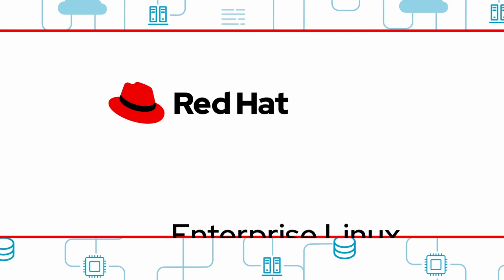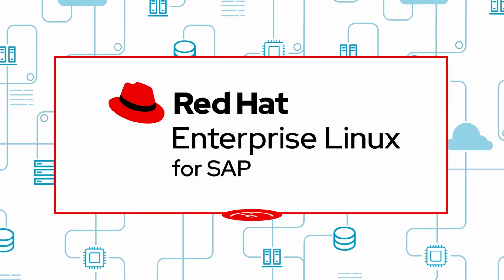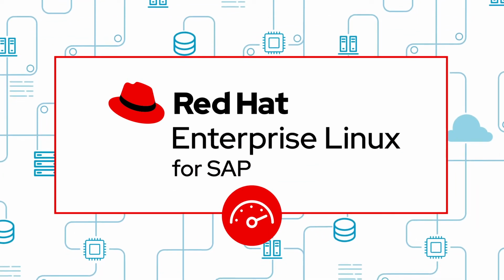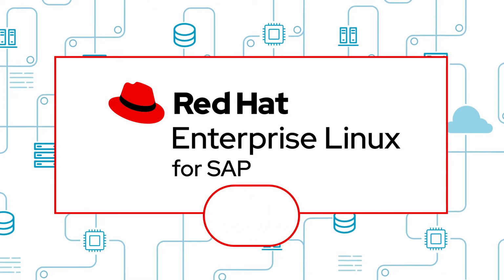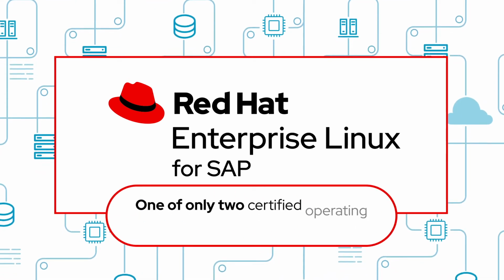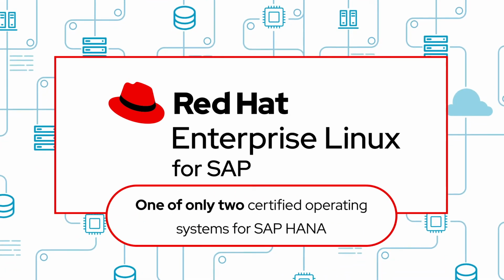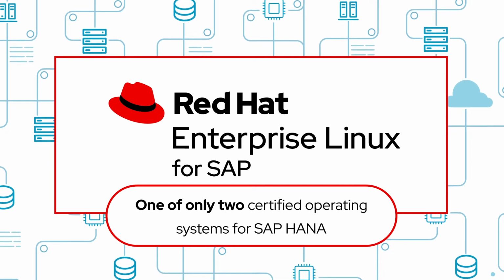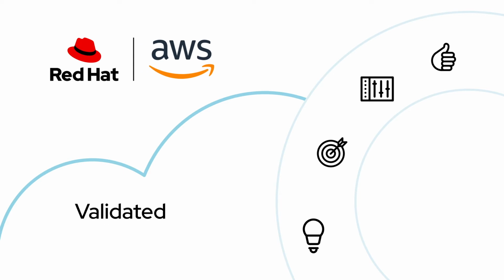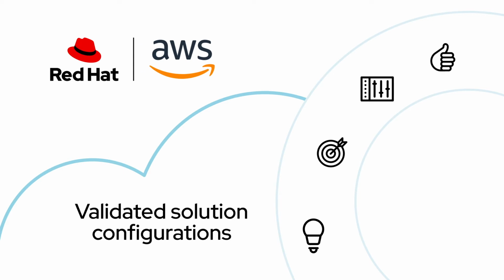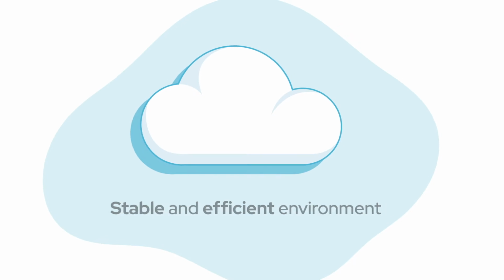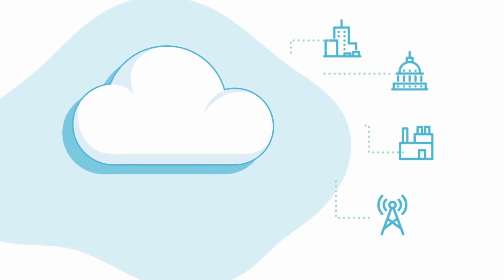Red Hat offers SAP-tuned versions of Red Hat Enterprise Linux to maximize the performance of your systems. And Red Hat Enterprise Linux is one of only two certified operating systems for SAP HANA. Red Hat Enterprise Linux for SAP with high availability and validated Red Hat and AWS solution configurations make building a stable and efficient environment easier and faster for all markets.